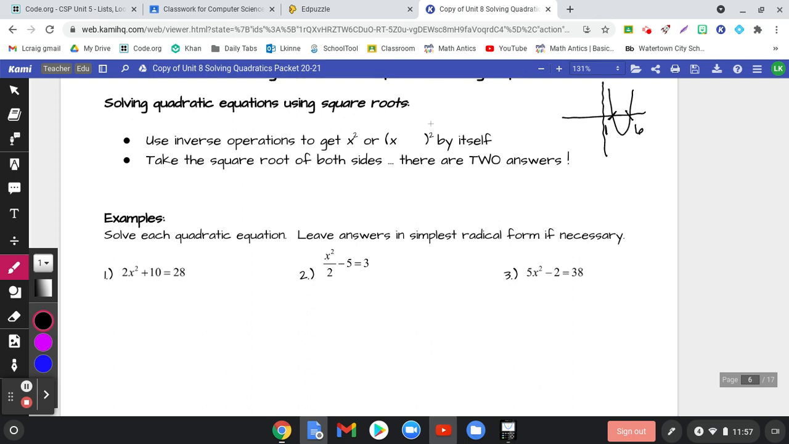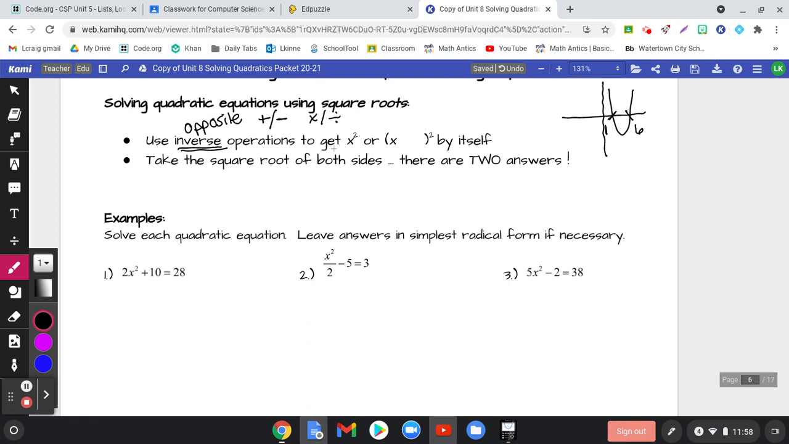So when we want to solve using square roots, we're going to use inverse operations. Inverse operations just mean opposite operations. What I mean by that is if you see adding, you would subtract. If you saw multiplication, you would divide, and vice versa. It's just like solving a regular equation from unit 1. It's just we have a square root involved.